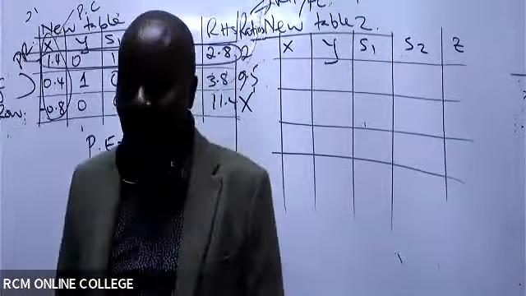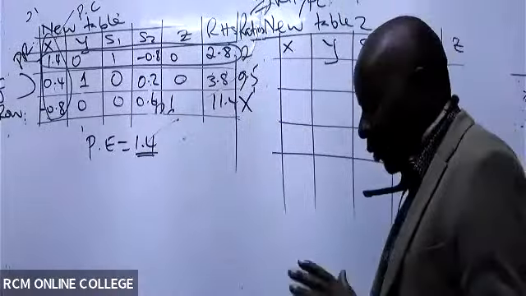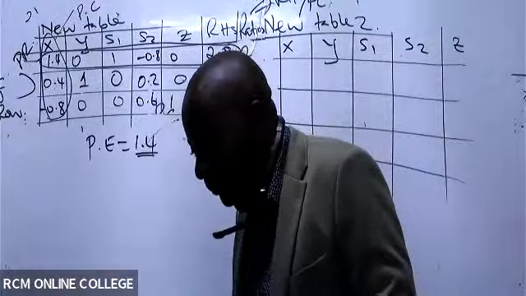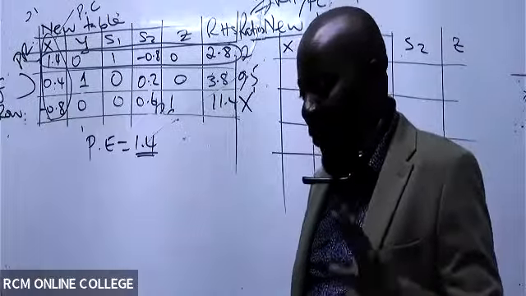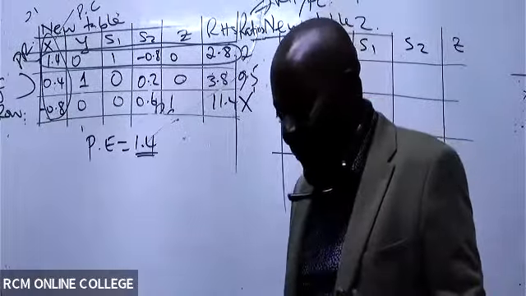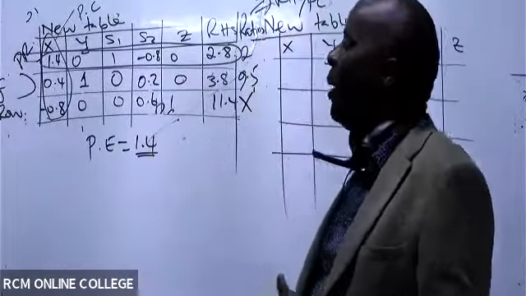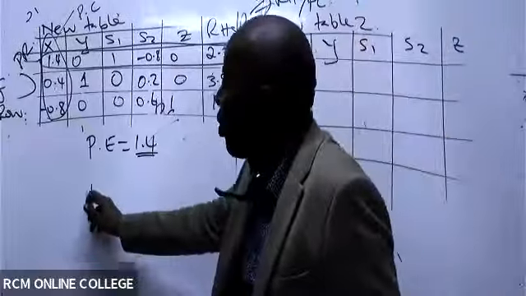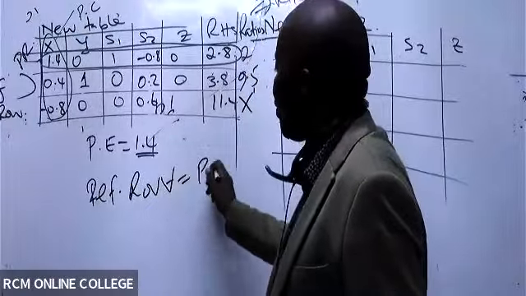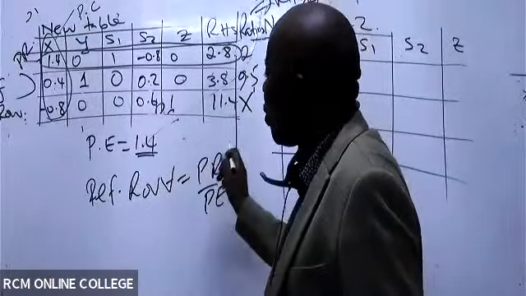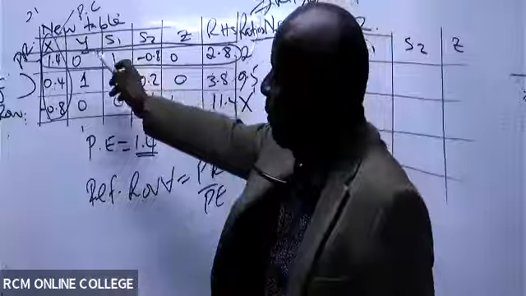Having gotten the pivot element, what do you think will be the next step? Ladies and gentlemen, the next step is to give us what we call the reference row of the new table. The reference row will be the pivot row. You divide the pivot row elements by the pivot element throughout. And remember, the pivot row is row number 1.